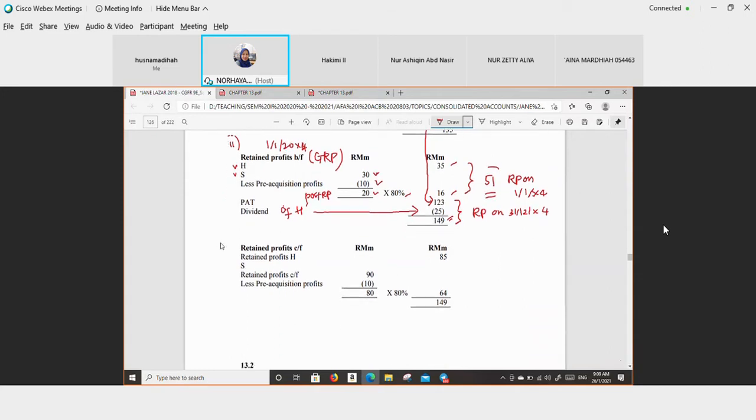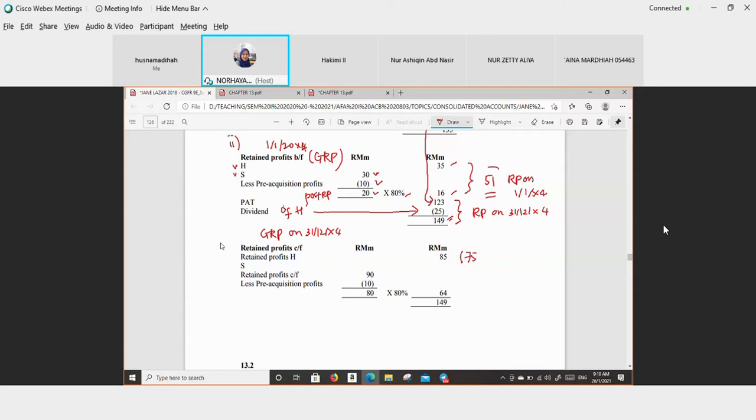Okay, this is the same, we see the amount is the same. So this is actually also how to calculate the group retained profit on 31st December X4, the profit at the end of the year. So you take the retained profit of H. Actually if you want to calculate it, but I would prefer you to do it this way. Okay, more easy to understand. This one is more technical.